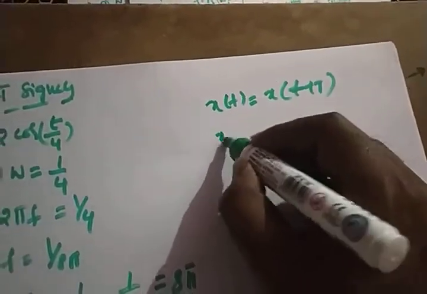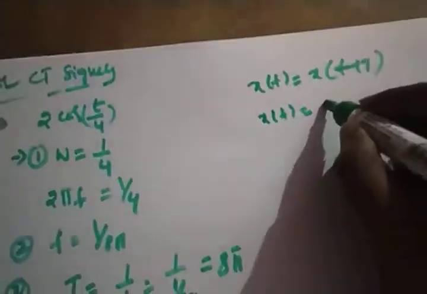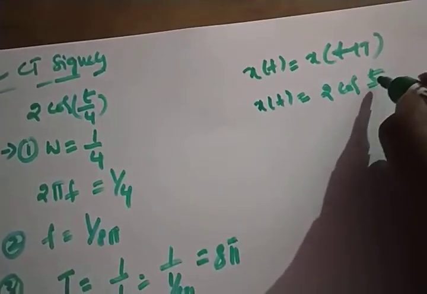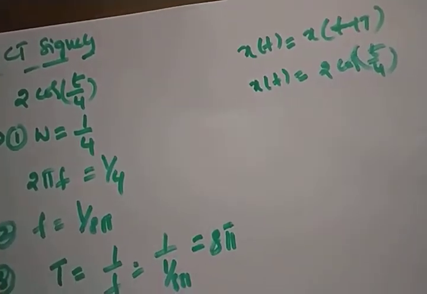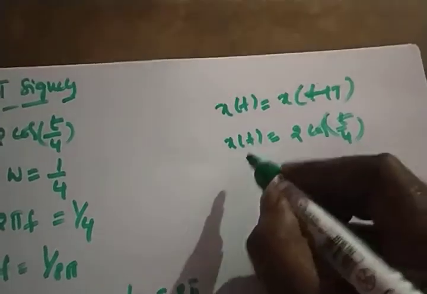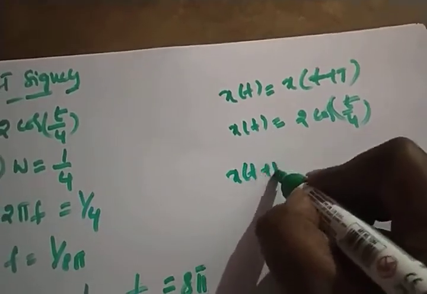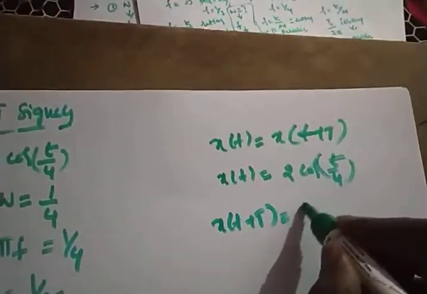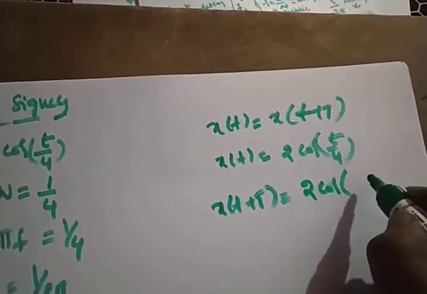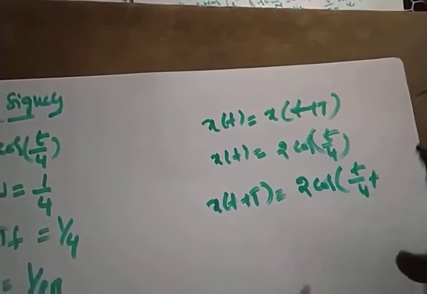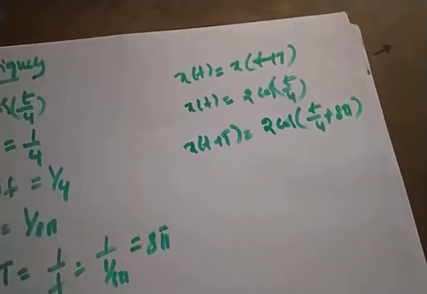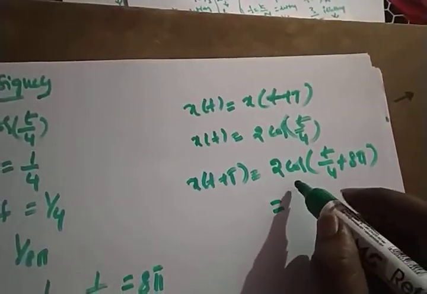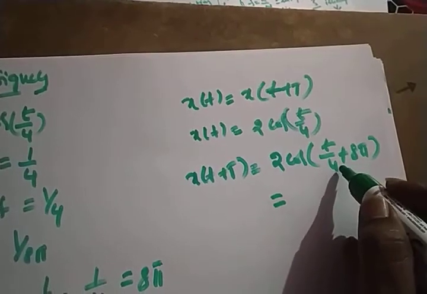So from here, what is x of t? Given the equation x of t equals 2 cos of t by 4, right? So what is x of t plus T? 2 cos of t by 4 plus T. What is T? The T value should be 8 pi, right? So what is that value? 2 cos of t by 4 plus 8 pi.